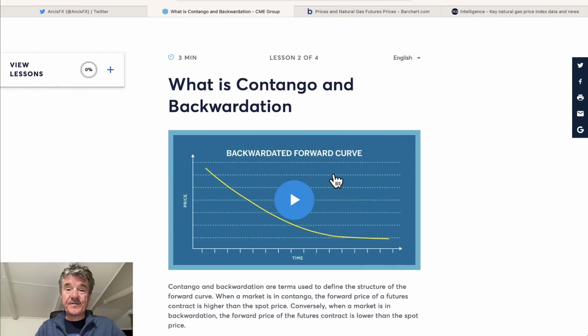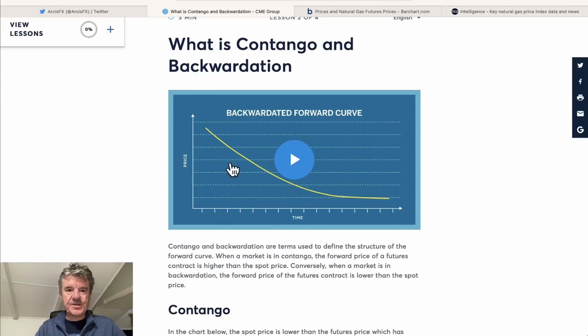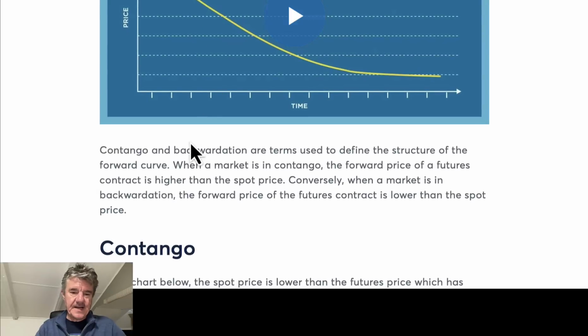I've taken these notes from the cmegroup.com. They've got quite a good explanation on here, just to let you know. And I'm going to tell you the reason why we're looking at these in a minute. So let's just spend a minute reading through this. What is Contango and backwardation? Contango and backwardation are terms used to define the structure of the forward curve.